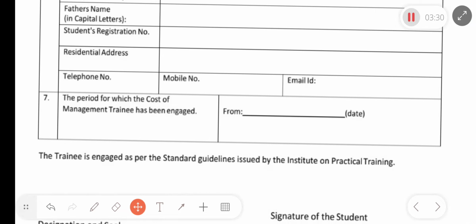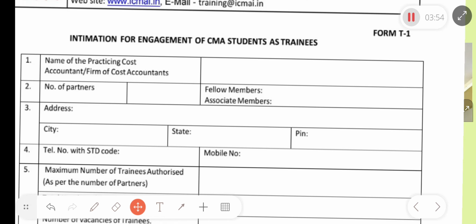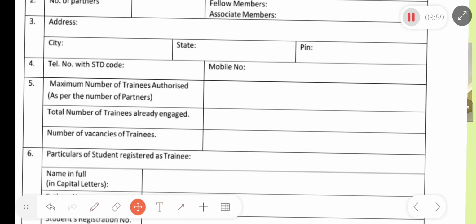So this is the form date, the period of which the cost accounting training is engaged. Whenever you join, either absent or present, that does not matter. Whenever the cost accounting management training is engaged, that means you join this firm and complete the training from date to date. This date will be given by the recognized firm of cost accountants, practicing cost accountants, our fellow members or associate members of the institute.